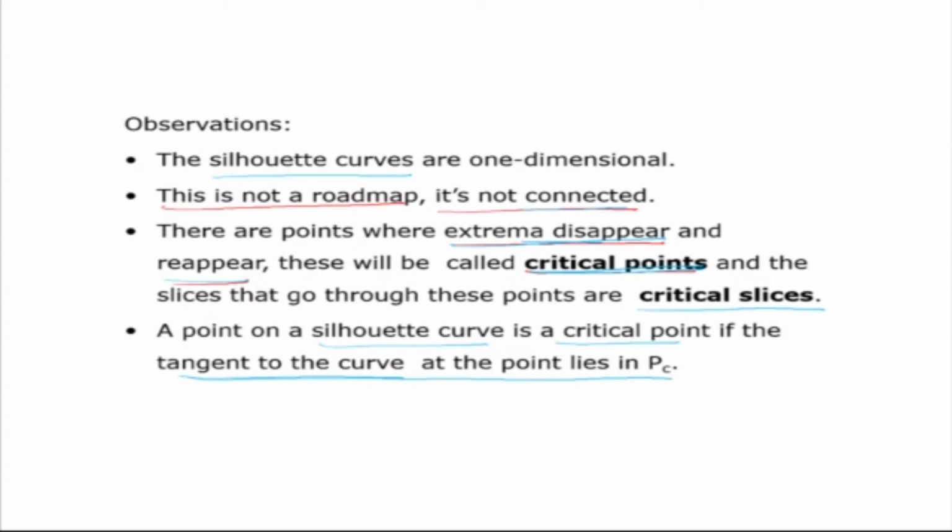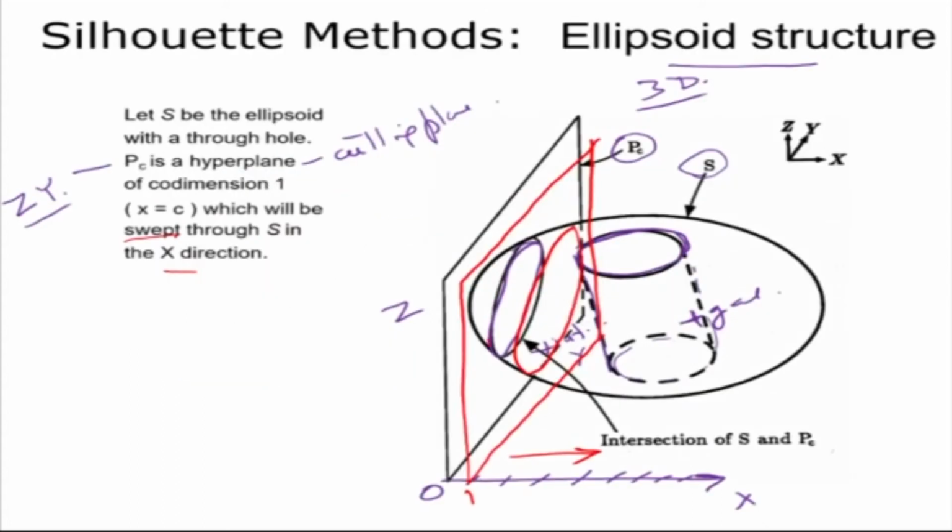Now this is not a roadmap because they are not connected. Please note that these are not connected, the way I drew it even here. So we get one curve here and we get another curve there. If I take the extrema points, one point is here, one point is here, but these are not connected.